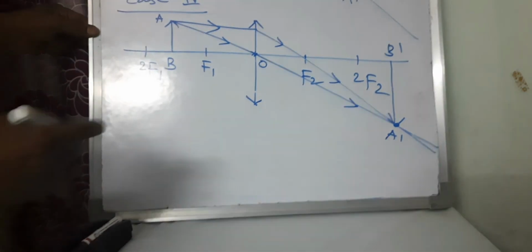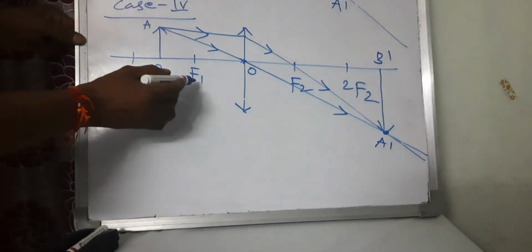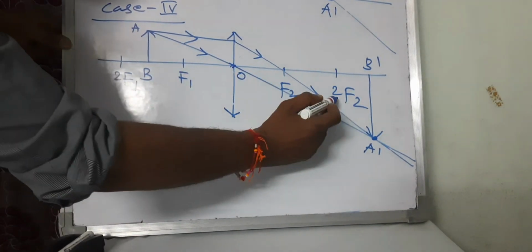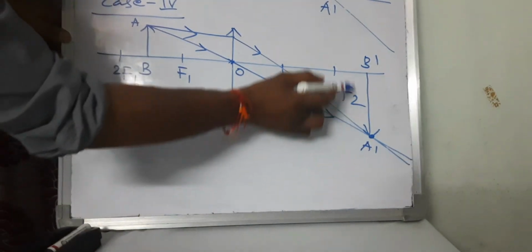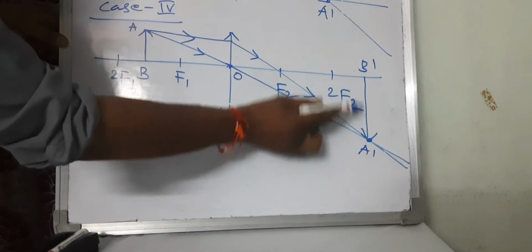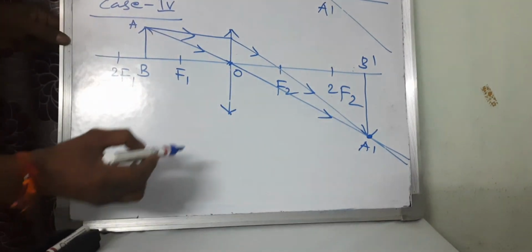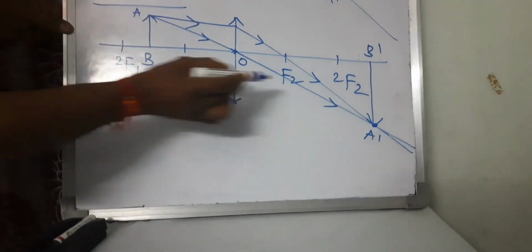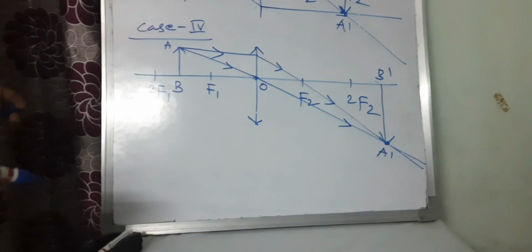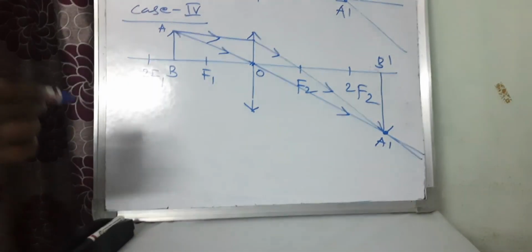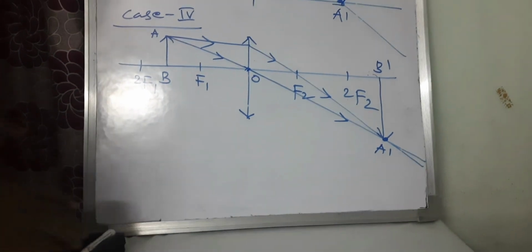So if you observe, when the object is placed between f1 and 2f1, the image forms beyond 2f2. Beyond 2f2, the nature of the image is real, inverted and enlarged. Compared to the size of the object, the size of the image is very, very large. That's why it is called an enlarged image. Real, inverted, enlarged. This is case 4. Now let us see case 5.